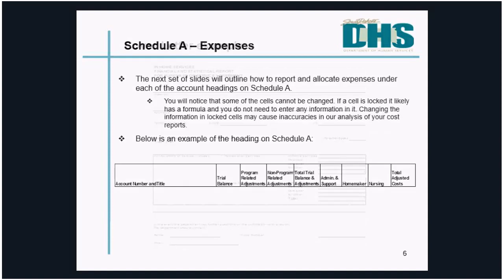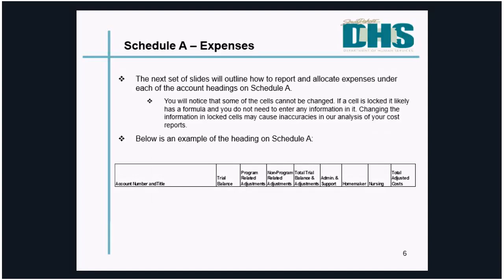We'll move on. Schedule A, this is the expenses, where you'll report all of your facility expenses. I'll remind this quite often throughout the presentation, but if there's a cell that has a formula in it, or if nothing can be entered into a cell without unlocking it, there is a reason for that. We would prefer that you would leave those alone. We use those as part of our analysis, and if you were to change what's in that cell, it can lead to inaccurate analysis.